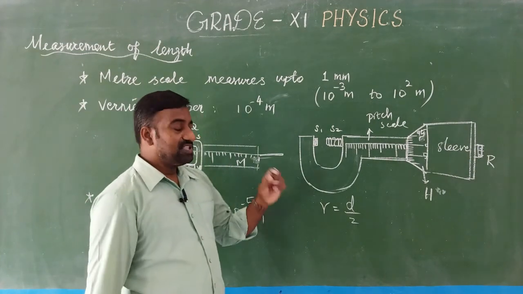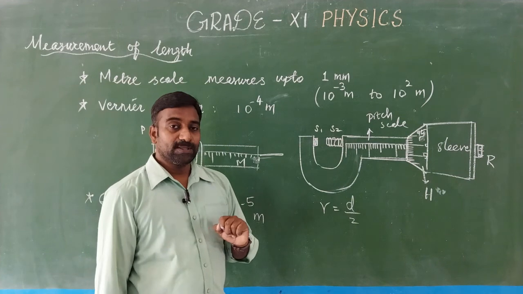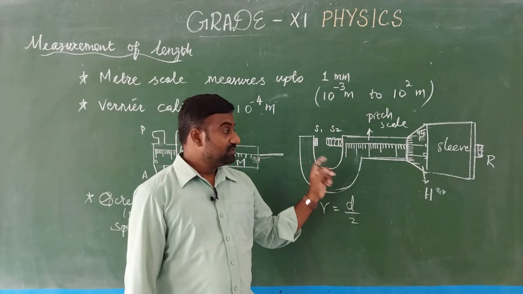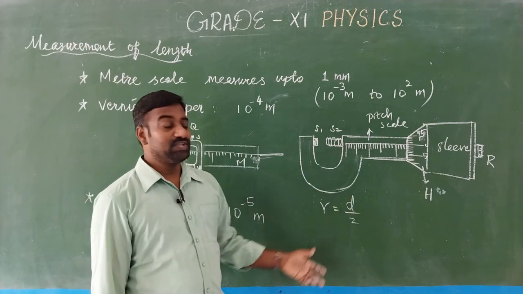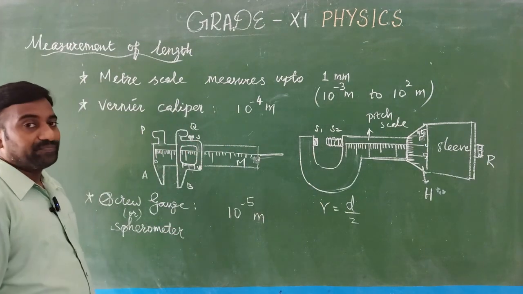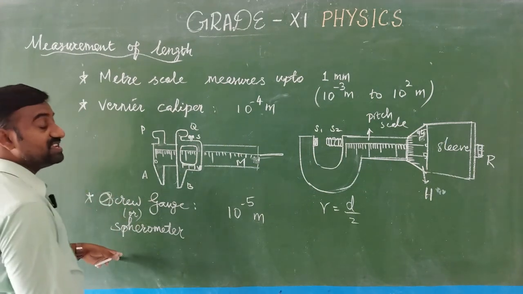Okay. So for an object which has a dimension less than 1 millimeter, we cannot use what? Meter scale. We will use either the vernier caliper or screw gauge. The screw gauge and spherometer both also have the same range, up to 10 to the power minus 5 meter. Okay. So no doubt, I think. So these are the measurements of various lengths.